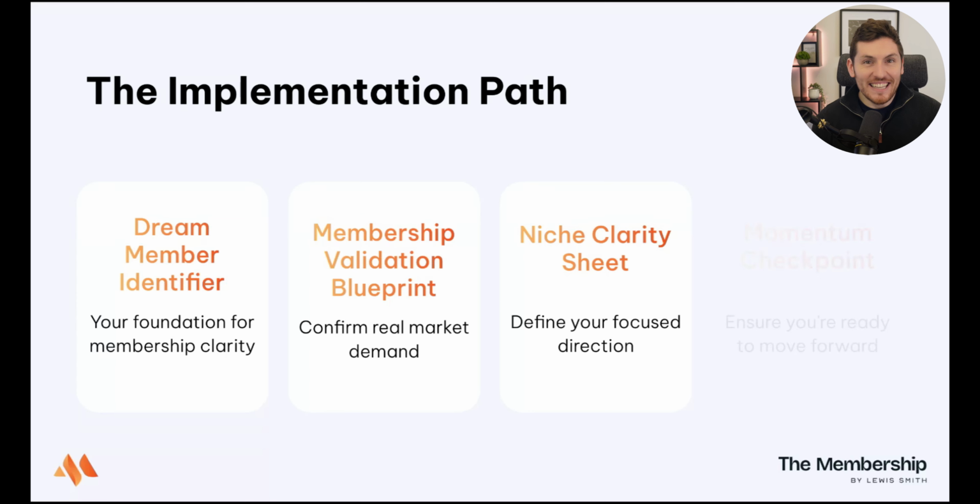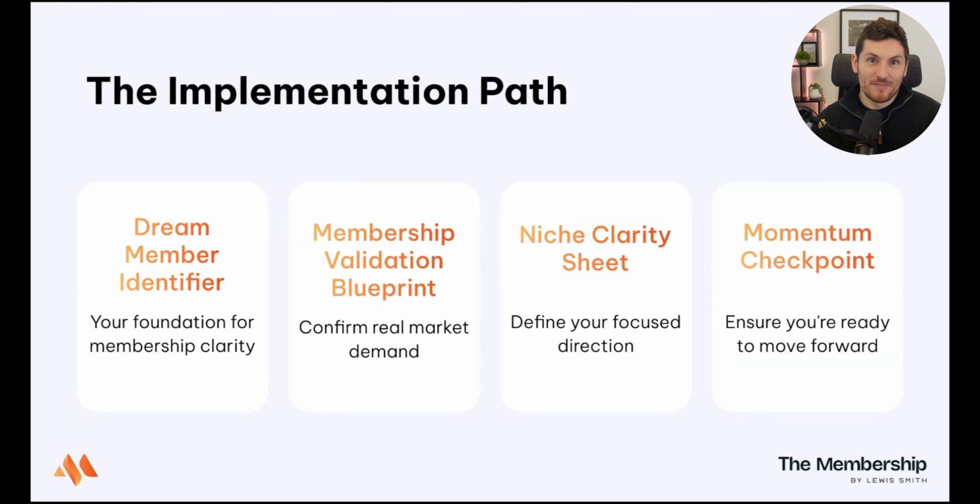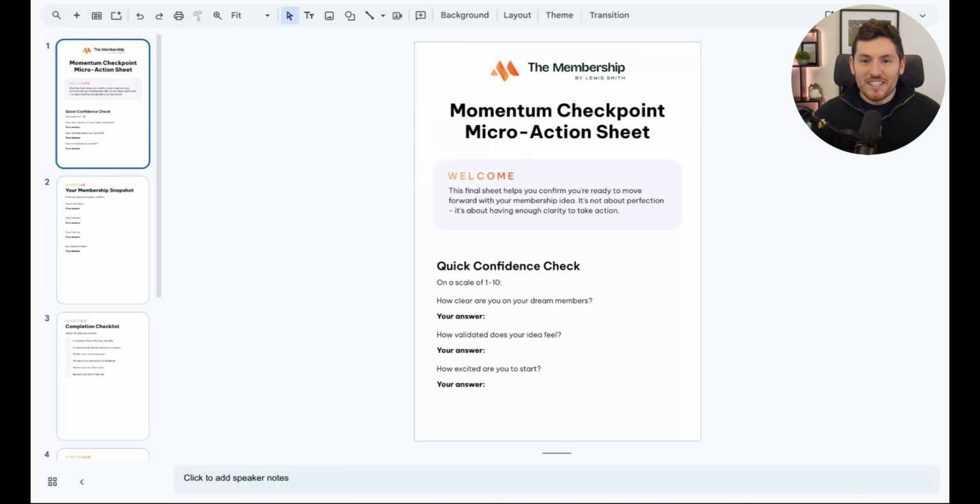And then finally, there's the momentum checkpoint. So think of this as kind of like a quality check before we move forward. So I just opened the momentum checkpoint micro action sheet for you now. So yeah, this is the momentum checkpoint. And this is really powerful as well, because we want to ensure that at this stage, we haven't missed anything critical and that we've got complete confidence in our direction before we start moving full steam ahead with it. This is kind of just like a final quality check before we start powering ahead and building things.